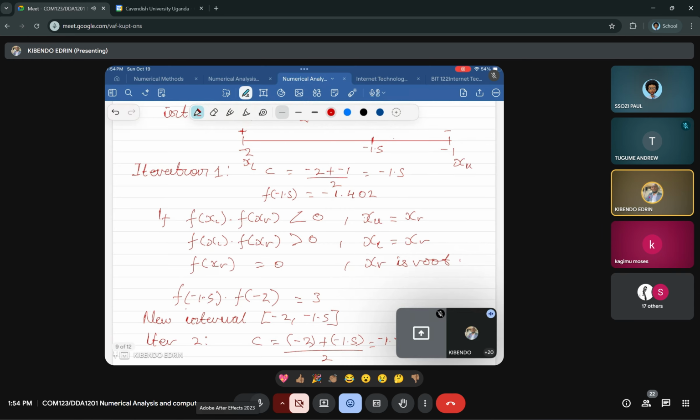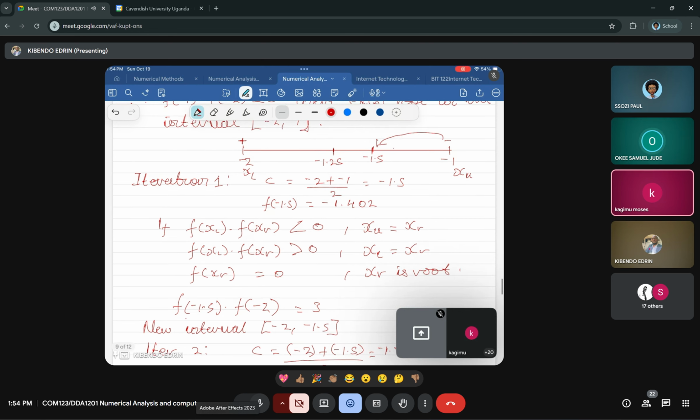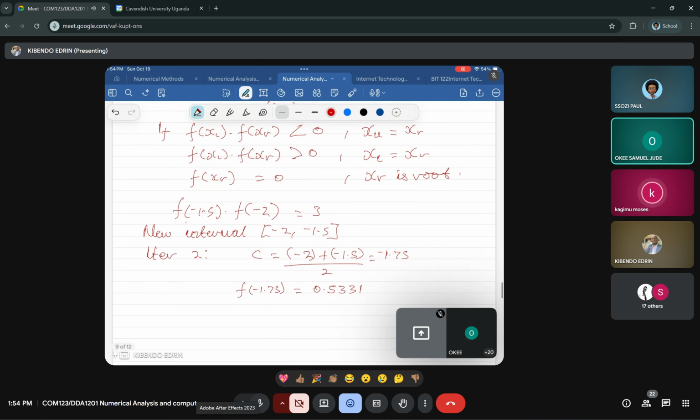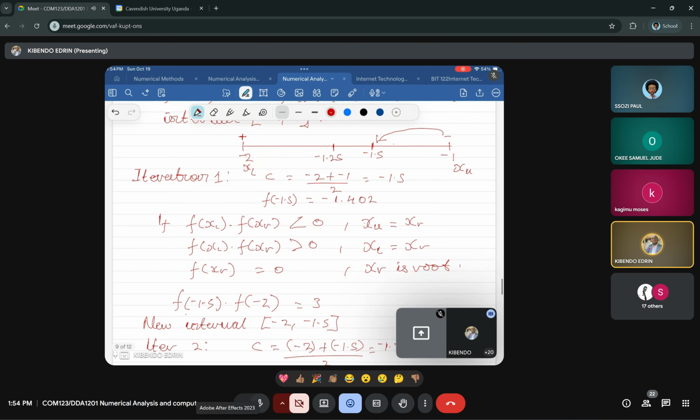Negative 1.25 should be closer to this side. No, this moved here. Is it 25 or 75? It's the other way around. That is true, negative 1.75. You can leave it there, Edwin.